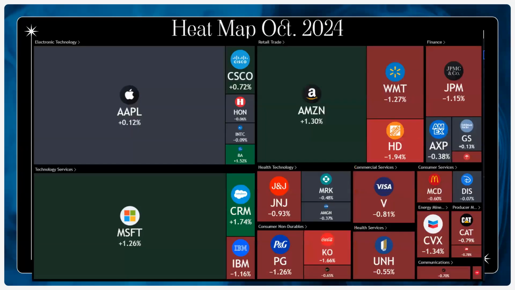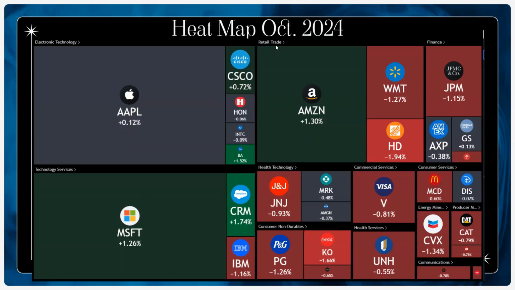This is what it looks like. So a heat map of today, October 2024. As we look, what is the biggest company on here? It's Apple. And as you look up here, it's electronic technology. Apple, Cisco, Honeywell, INTC, and BA. These are the sections that are electronic technology. Retail trade, Amazon. Look how big Amazon is. It came in just in February, like I told you, but it's one of the biggest. It's the third biggest here, right?